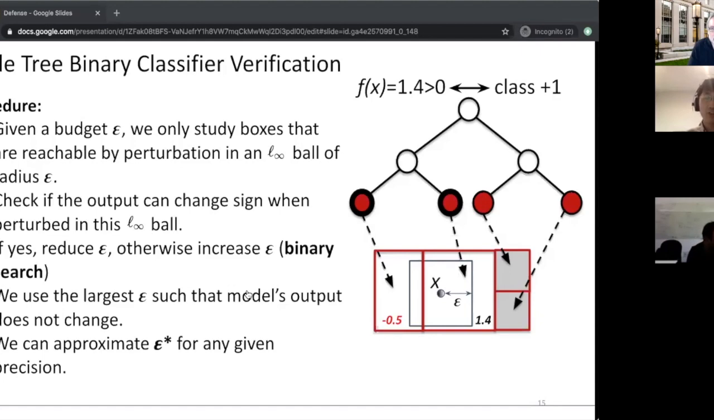And if we can change the output label, we just reduce the epsilon value. Otherwise, we increase the epsilon value. And this can be done in a binary search way. And we can get an approximation of the exact epsilon star for any given precision.